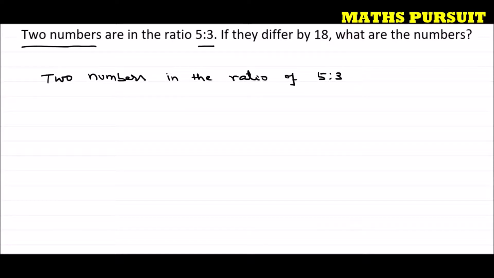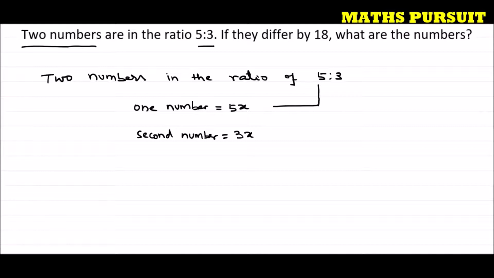Now guys, let us see what exactly we can do. Two numbers are in the ratio of 5:3. Let us assume one number to be 5x, and the second number to be 3x.